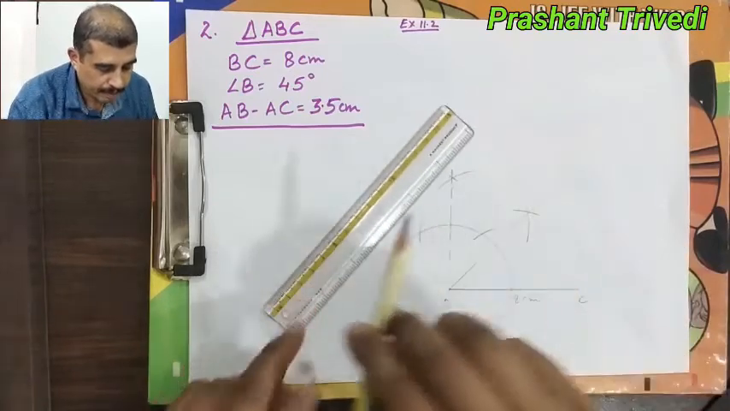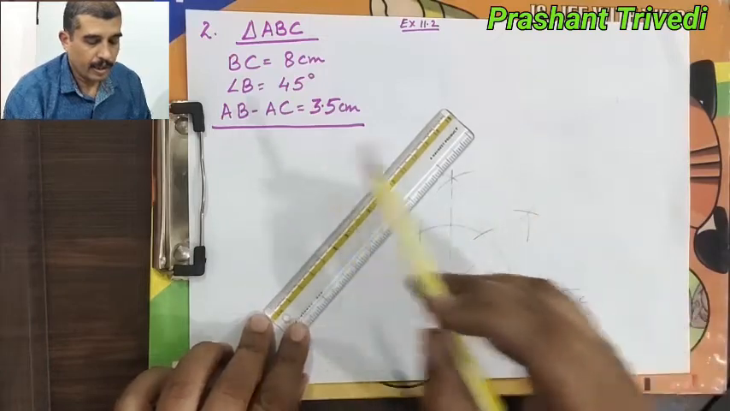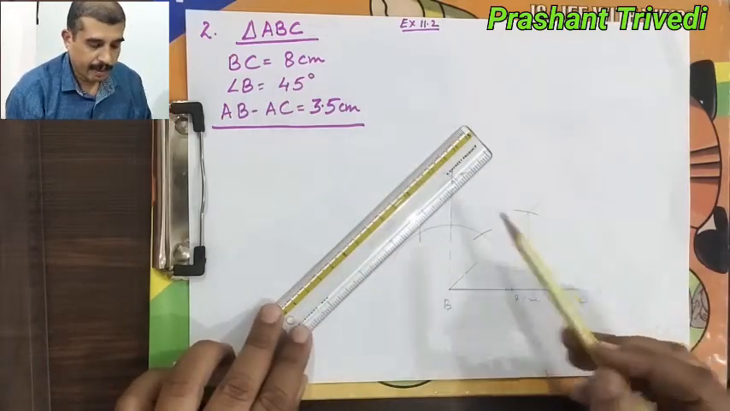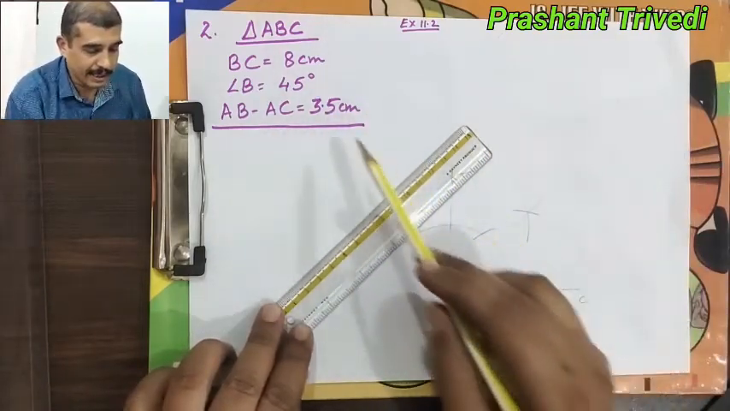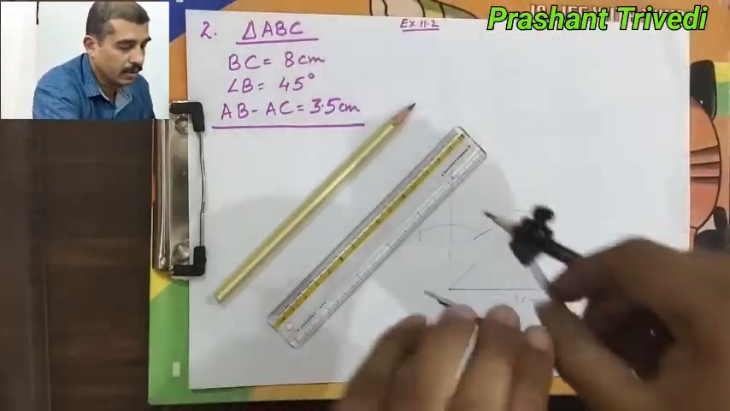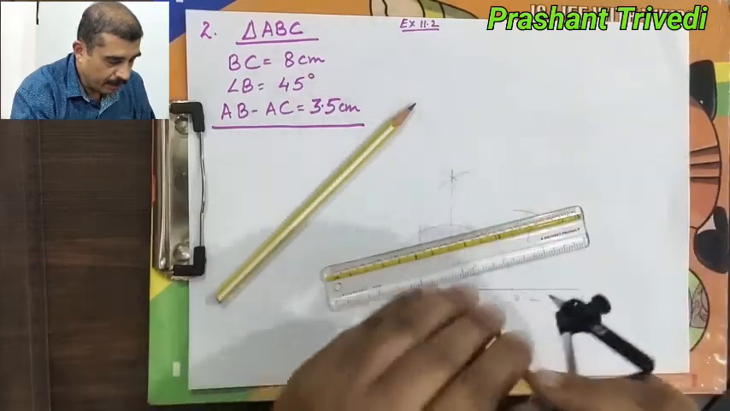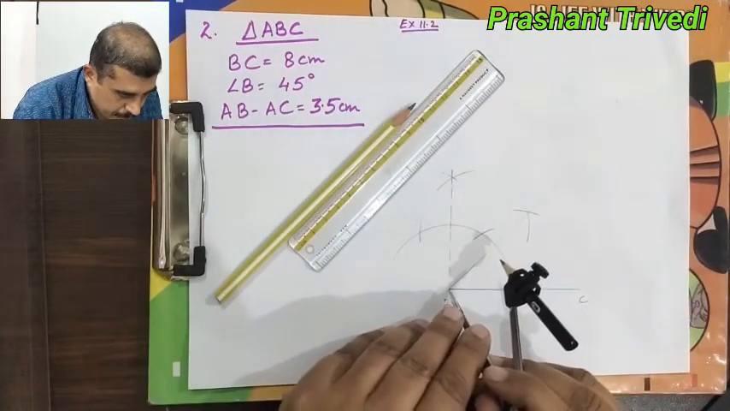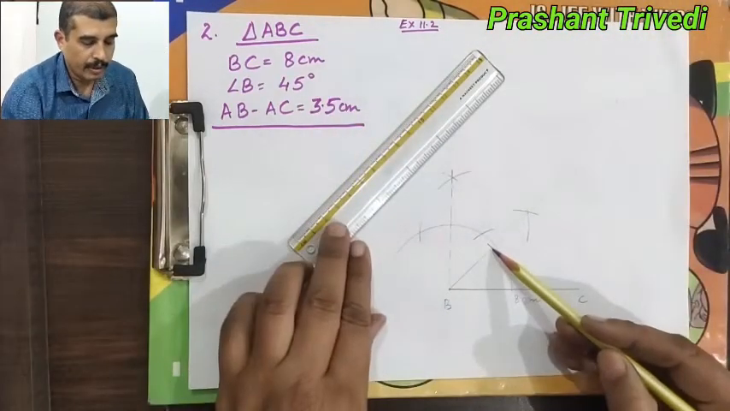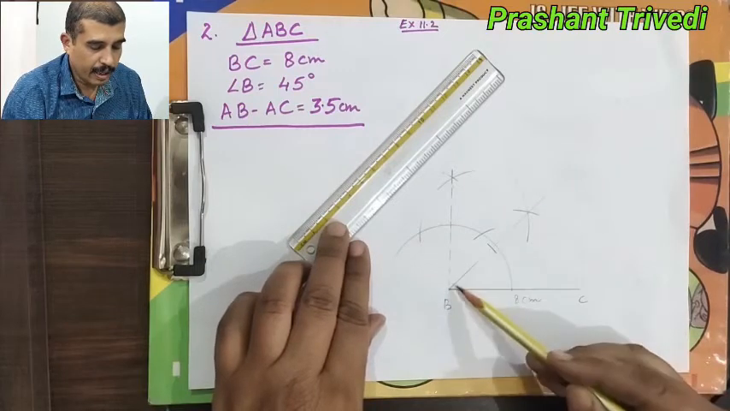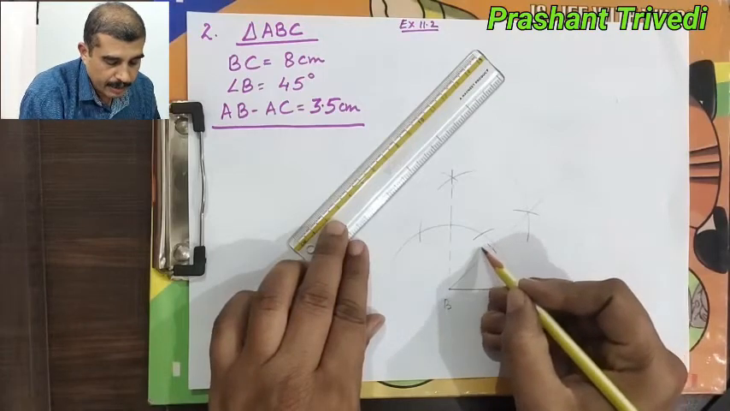But we have to make this line till point D such that BD is equal to AB minus AC. So we require AB minus AC as 3.5 centimeters. So let us make it 3.5 centimeter. From here 3.5, this much. A 3.5 arc. This is the point up to which it is 3.5. So here lies point D.